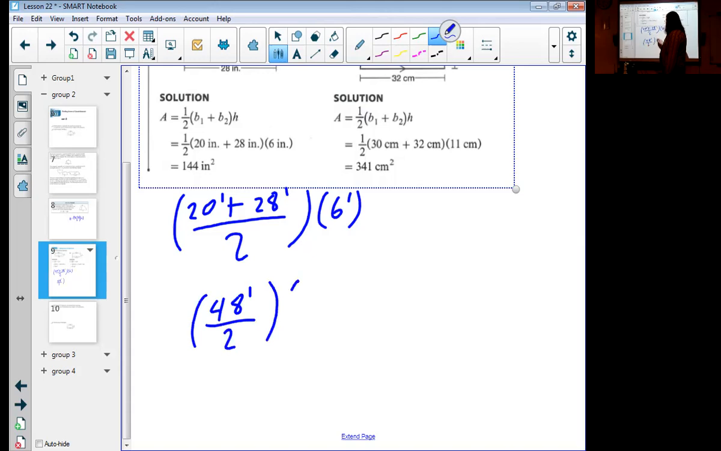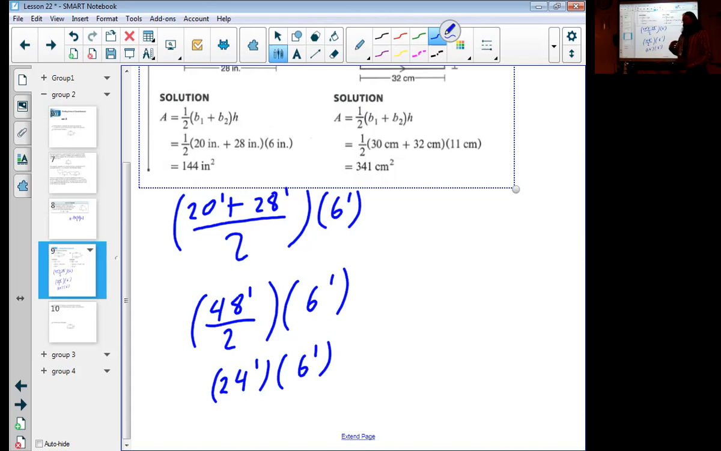Now we have 48 inches divided by 2. That is 24 inches times 6 inches, because remember, everything outside of our grouping symbol just gets dropped down. So now we have 24 times 6. There are no grouping symbols and no exponents, so we move on to multiplication.